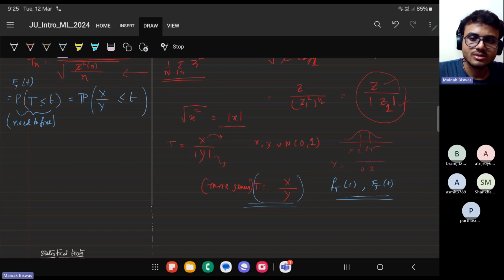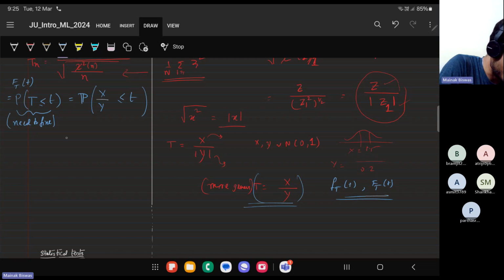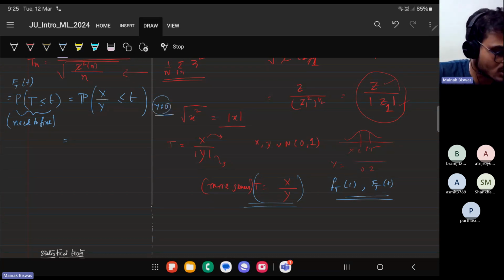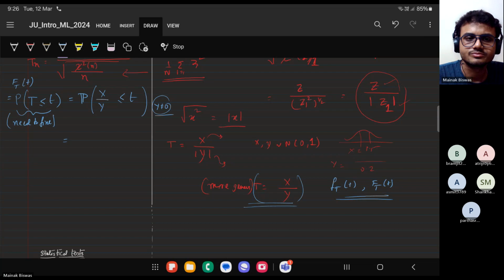Again, this is the millionth time I'm doing the same exercise. Now, can I just multiply by Y? Say Y is not equal to 0, because the probability of a single number is almost surely 0. So say Y is not equal to 0. Can I directly multiply Y on both sides?